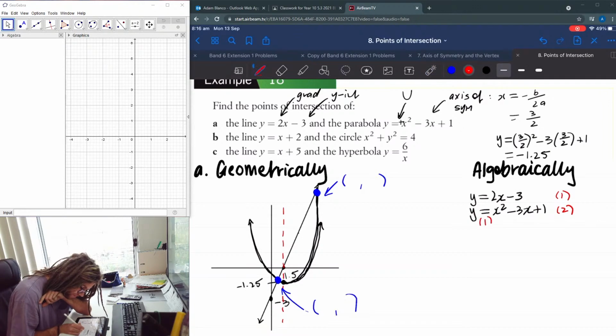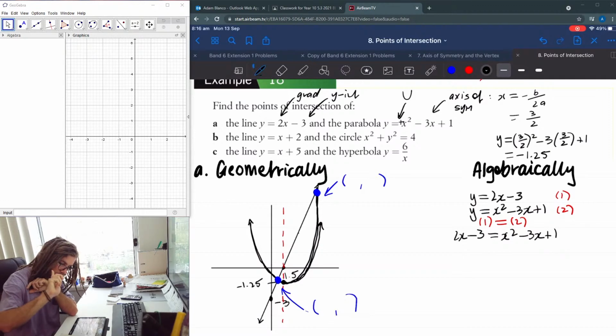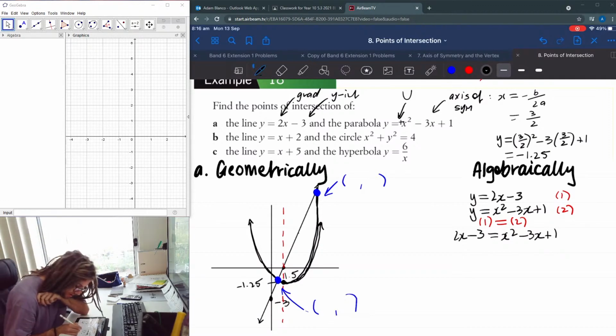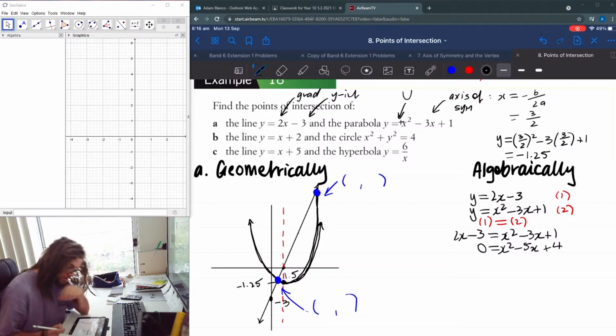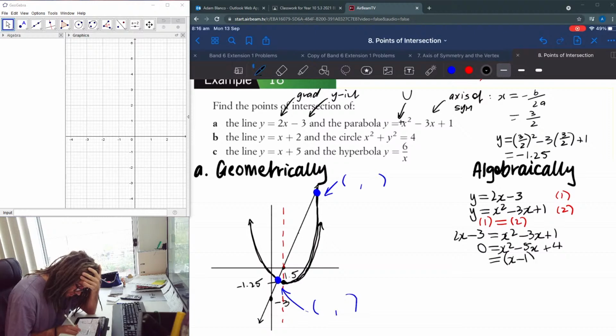So I'm going to make 1 equal 2. So 2x minus 3 equals x squared minus 3x plus 1. I'm going to move everything over. So then it's 0 equals x squared minus 5x plus 4. Now hopefully this factorizes nicely. Minus 1 and minus 4, I'm thinking x minus 1, x minus 4. That means x equals 1 and 4.